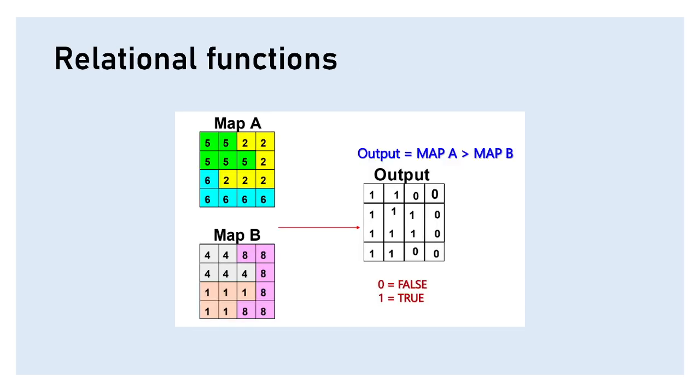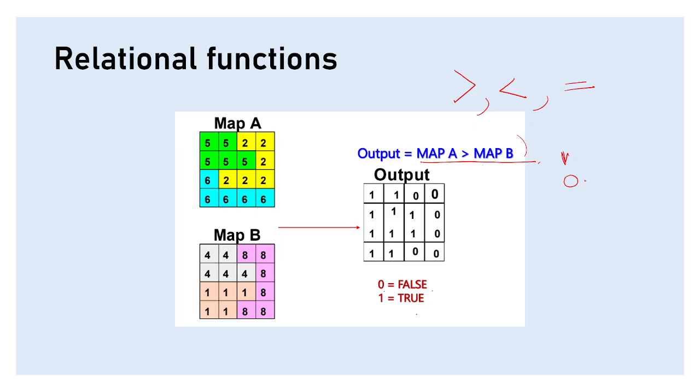Now we will see other examples like relational functions, where you use greater than, less than, or equal to. Here the condition for the output map is if A is greater than B. If the map A cell is greater than the cell in map B, then it should be true, and otherwise it is false. True is 1 and false is 0. If this is true, we will denote it as 1, and if it is false, we will denote it as 0.